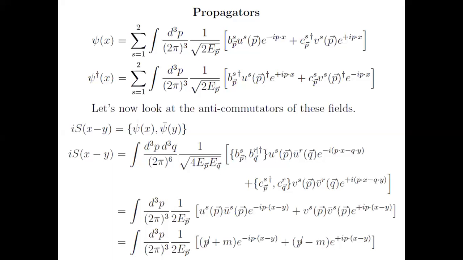Now I have to find the propagator of the Dirac field. How do I do that? Let's look at the anti-commutator of psi(x) and psi-bar(y). Now what is psi-bar? It is basically the psi dagger field multiplied by the gamma 0 matrix.